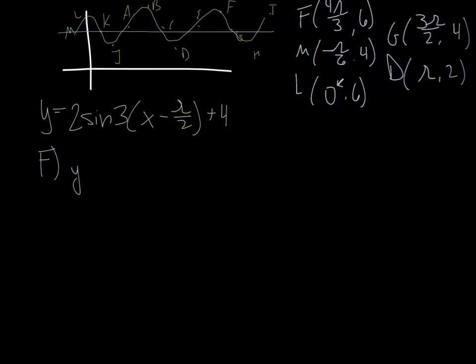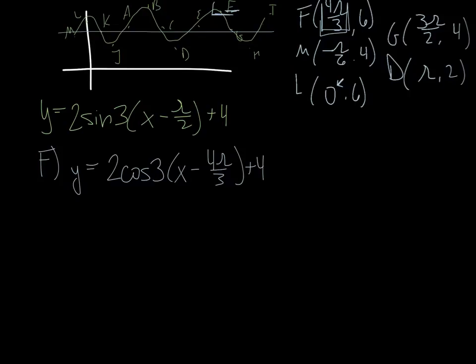So say you want to base your equation off of point F. Well, that's still going to be y equals 2 times, but watch where F is located. F is located all the way up, midline high. So from high to low is the shape of your cosine graph. So it's going to be 2 times cosine of 3 times (x minus whatever your x coordinate of the F is). So minus 4 pi over 3, plus 4. And then you're going to do the same with any of the points you want to use.